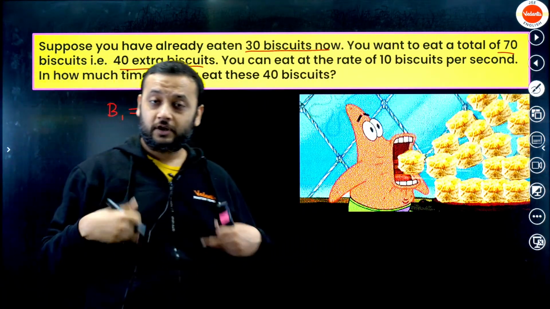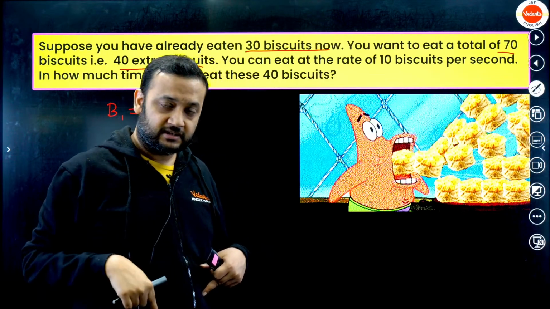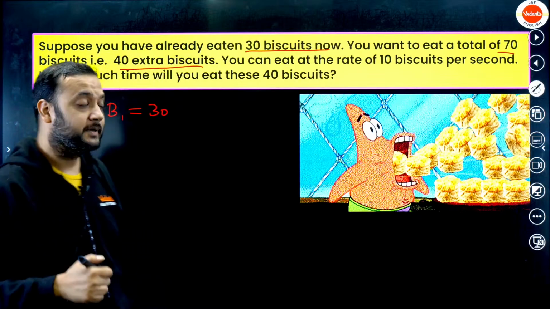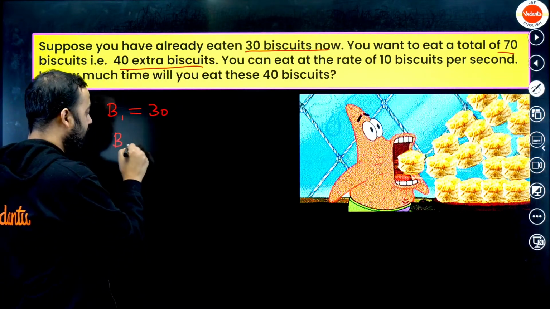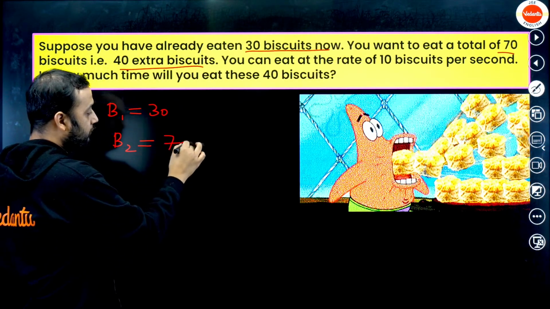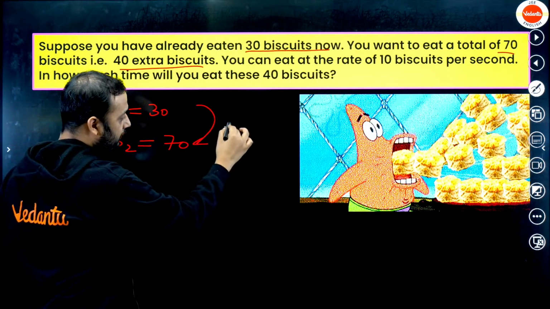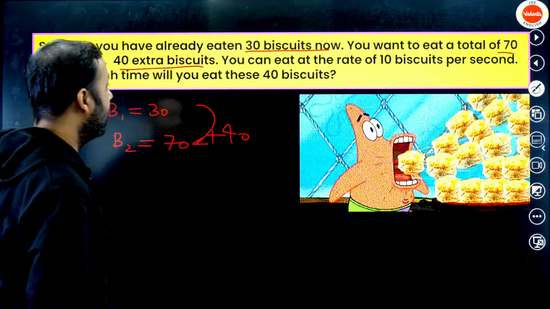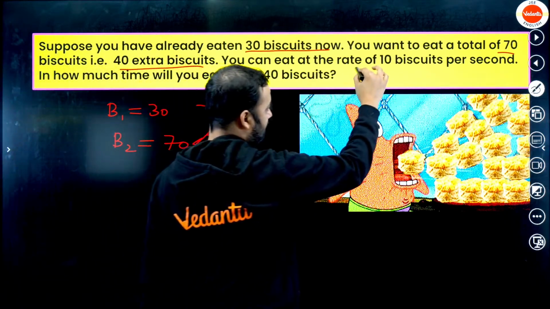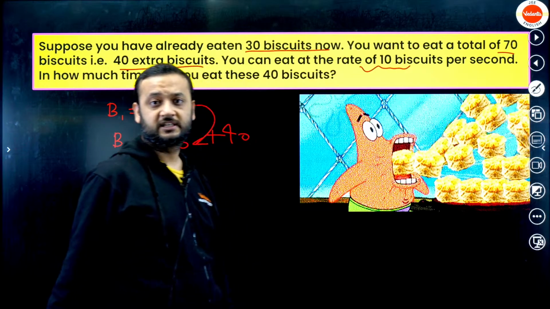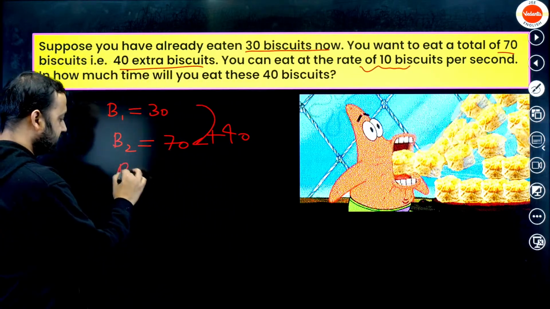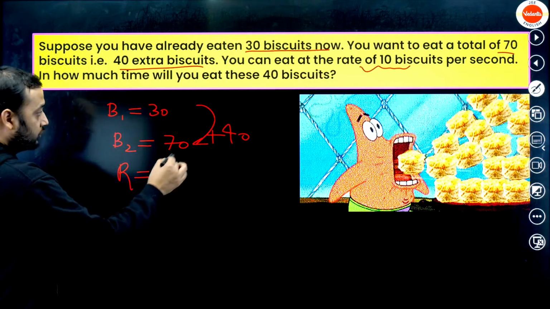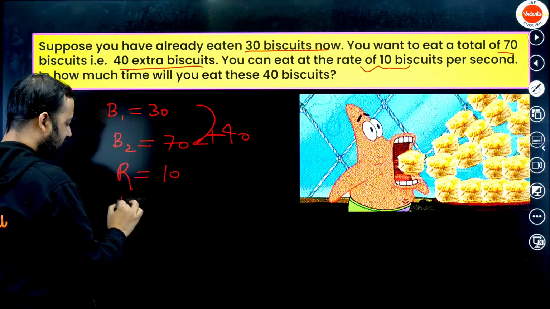Right now you have 30 biscuits inside your stomach, but how many biscuits do you want inside your stomach? 70. That means how many biscuits do you want to eat extra? You want to eat 40 biscuits. And what is the rate at which you are eating the biscuits? 10 biscuits per second. So the rate of eating the biscuits is 10 per second. So to eat 40 biscuits, how much time is required?